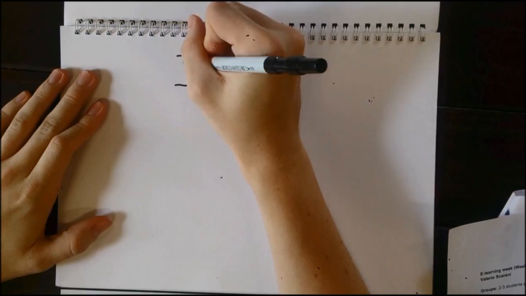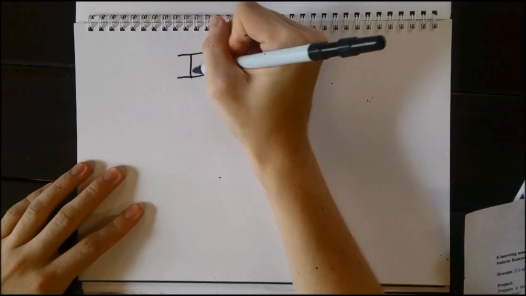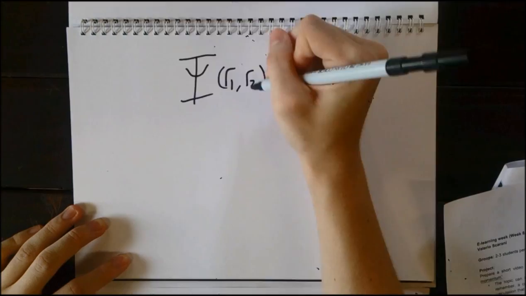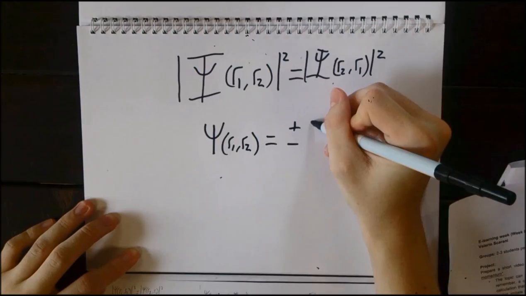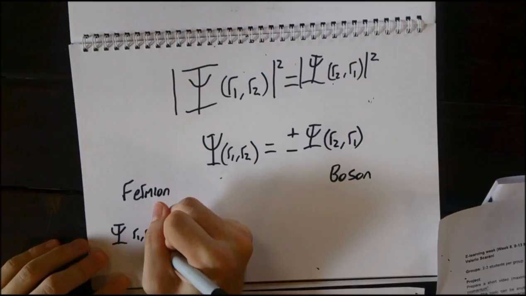From this, we can say that the wave function must be either symmetric or antisymmetric, which can be shown by this equation here, as we know that this equation shows the probability of each wave function. So from this we can say that the wave function must be either symmetric or antisymmetric. For a fermion it's antisymmetric, whereas for a boson we can see that it's symmetric.